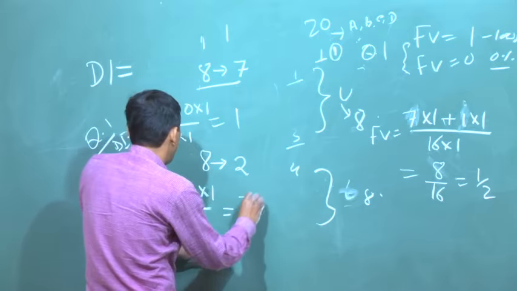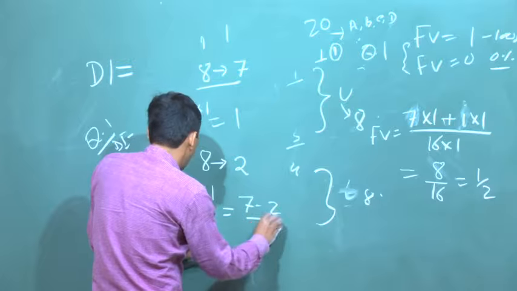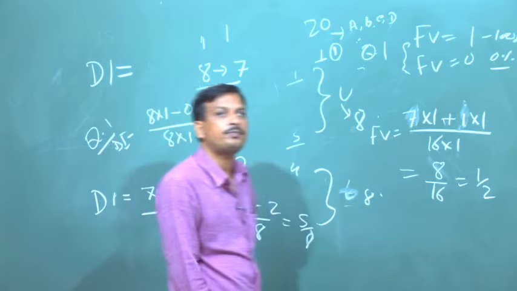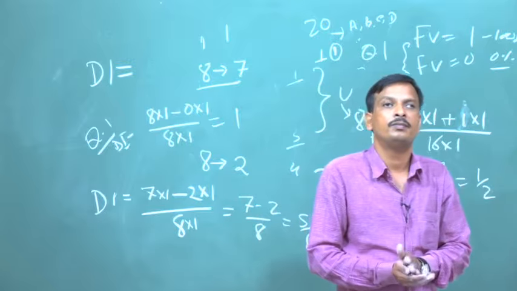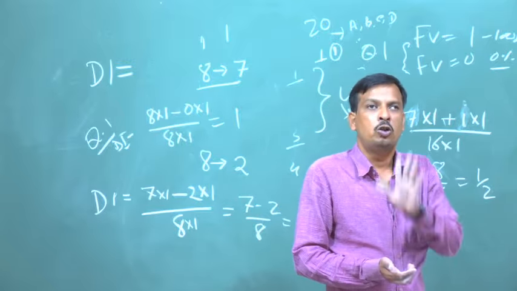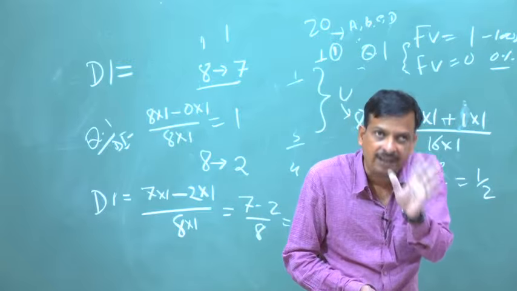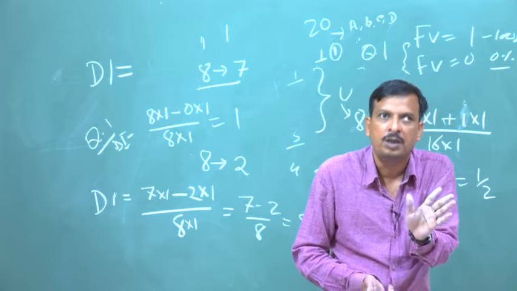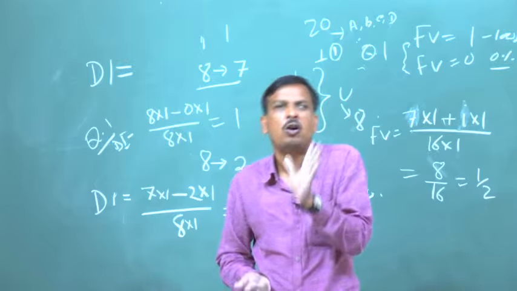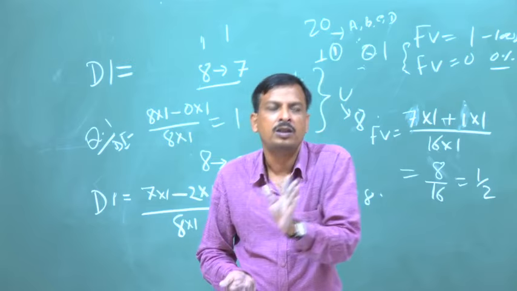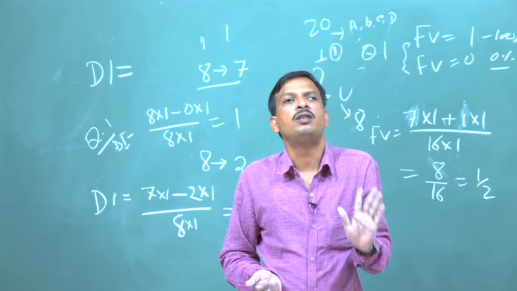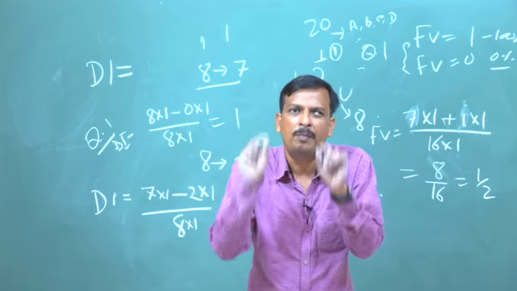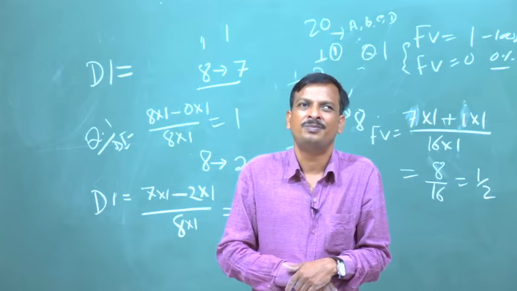So, what is the DI value? 7 minus 2 divided by 8, 5 by 8. So, the total marks obtained by the upper group minus the total marks obtained by the lower group, divided by 8 into the marks for that question.